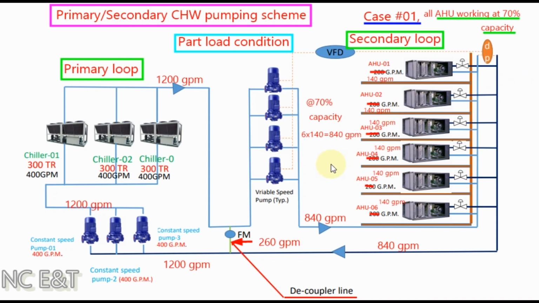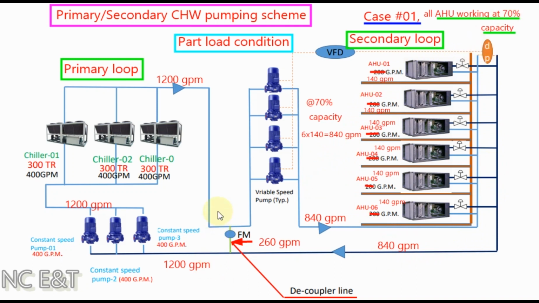If we multiply 6 HU into 140, we will get a total GPM of 840. So there will be a total chill water flow in the secondary loop of 840 GPM, and the secondary pump will adjust its speed according to the required load.